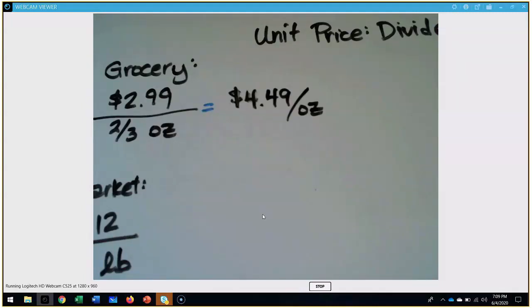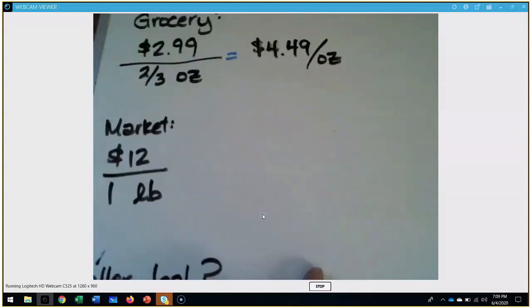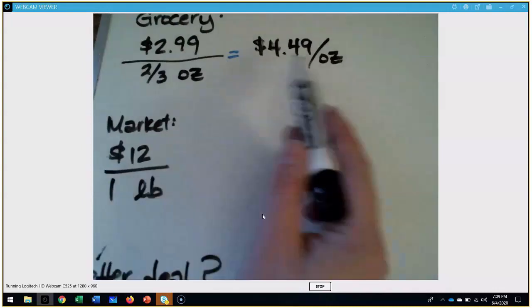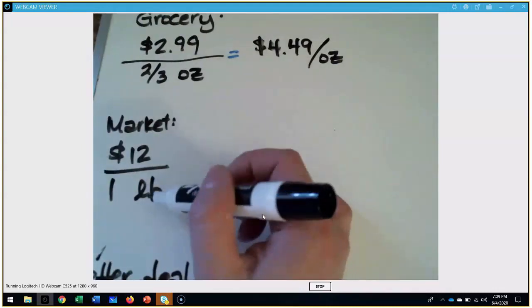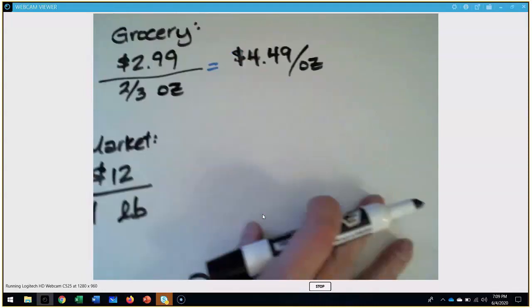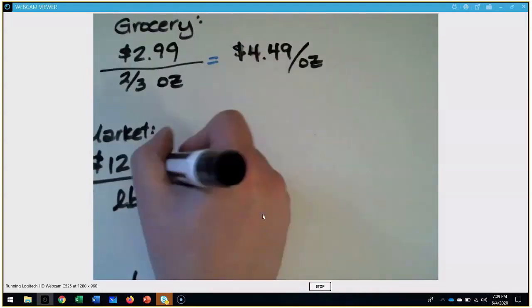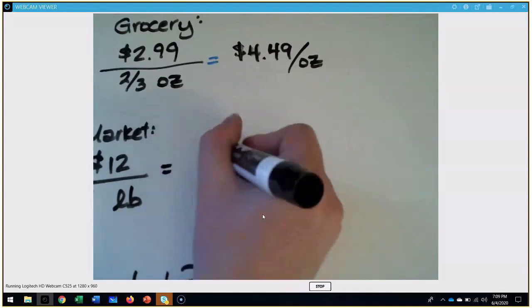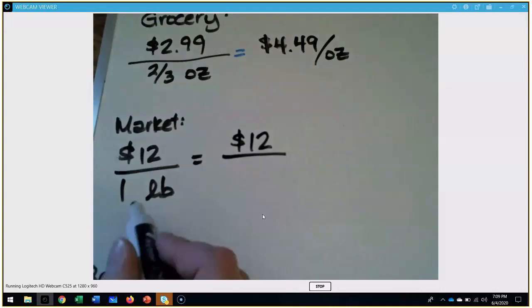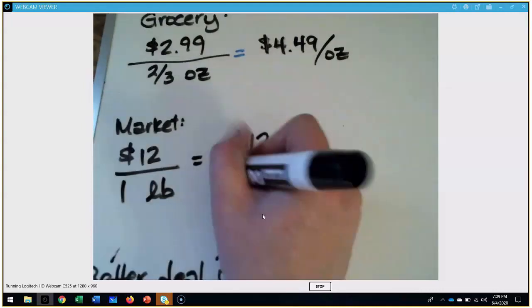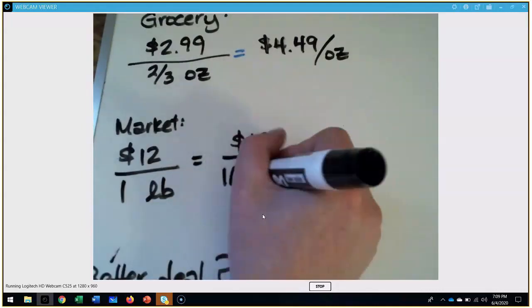All right, so let's look at this one here. This is per ounce. Let's make this one into ounces as well, because I know how many ounces are in a pound. So instead of it being $12 for 1 pound, I'm going to change it to $12 for 16 ounces.